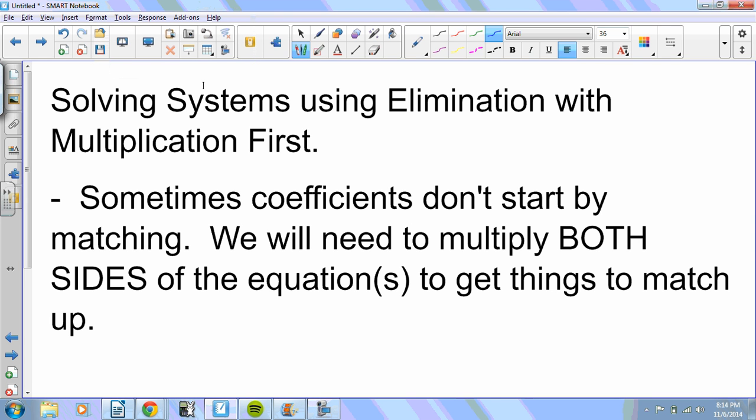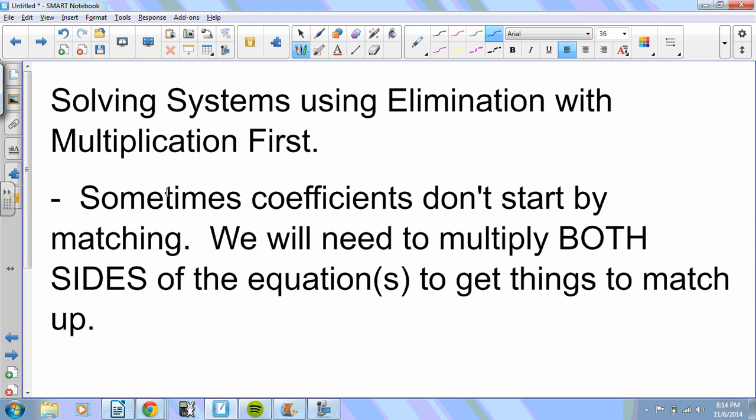Now, same idea, but sometimes we run into the situation where your coefficients don't match. Okay? You don't have a positive 4 and a negative 4 right away, or a positive 4 and a positive 4 right away. So sometimes we have to do a little mathematical manipulation to get this to work for us.